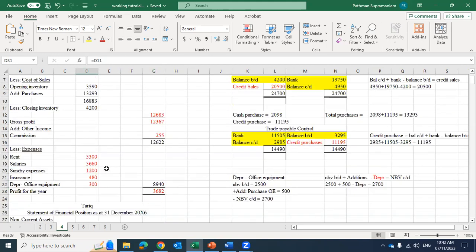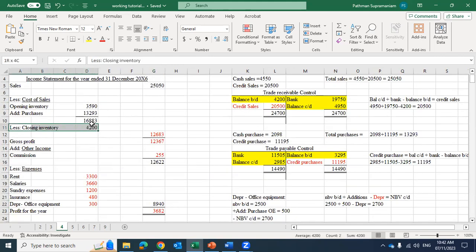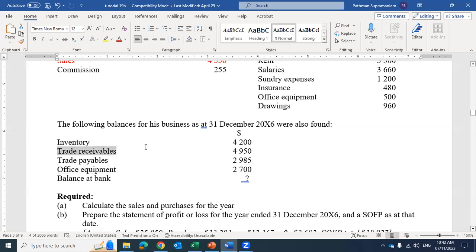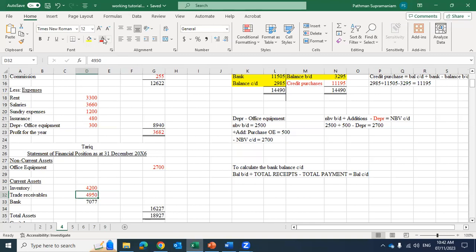Closing inventory should be the same figure as what we recorded here. Remember, closing inventory is the only item that you should record twice. Okay, next we have the trade receivable, which is 4,950 coming from here, the ending balance. And there's no mention of allowance for irrecoverable debts.